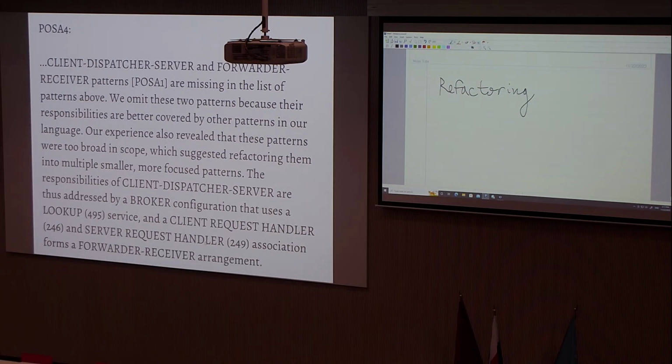So roughly what they did is that they decomposed something they formerly considered to be a pattern into several patterns, into a small pattern language or pattern sub-language, or a generically applicable pattern sequence.